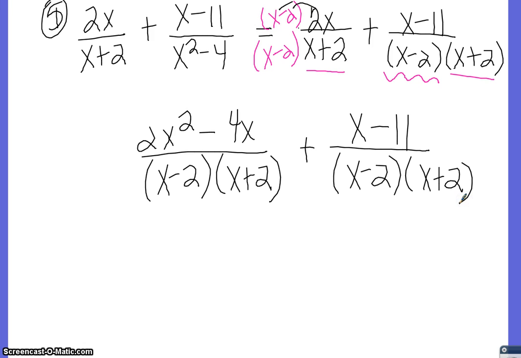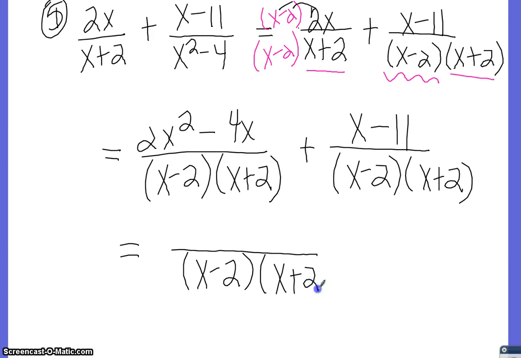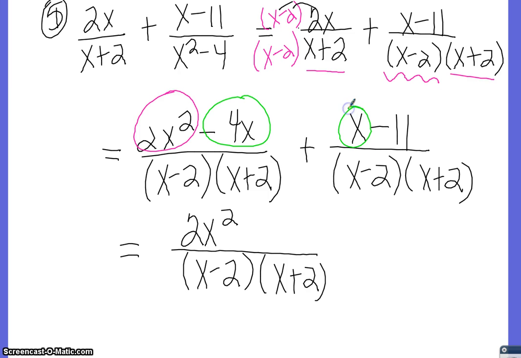So now that I have the denominator the same, I can do what I did on the front page, and I'm going to combine my like terms. So my denominator stays the same. So here I have 2x squared. I don't have anything to combine with that, so I'm just going to go ahead and write it as 2x squared. I am going to combine my minus 4x and my plus x, and I'm going to get a minus 3x. And then last, I have the minus 11 that's going to finish the quadratic.